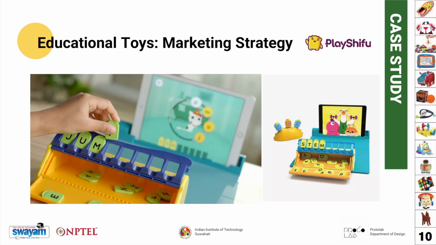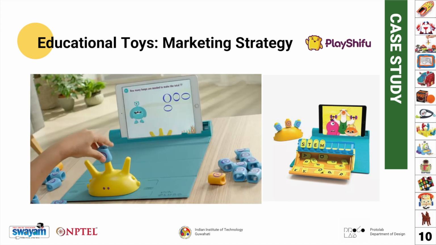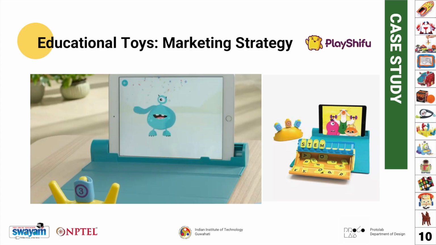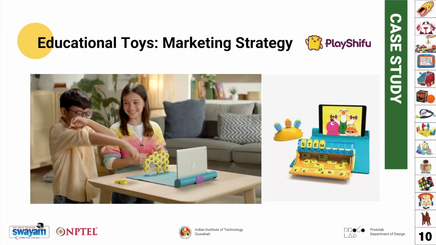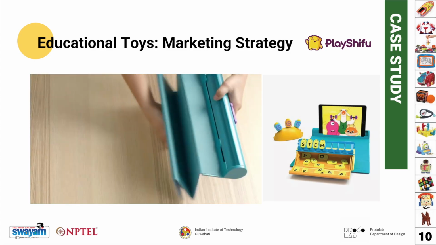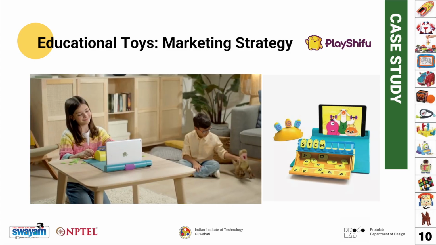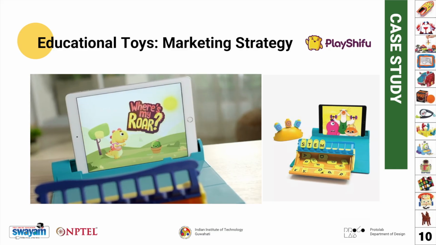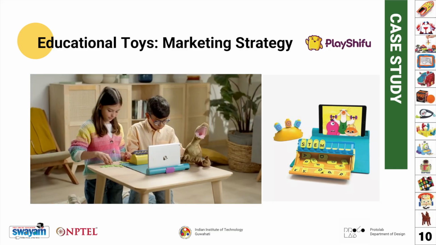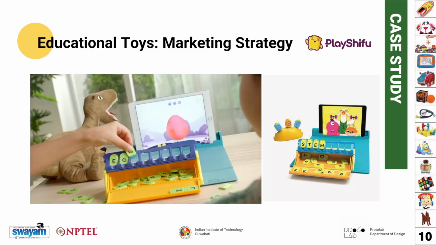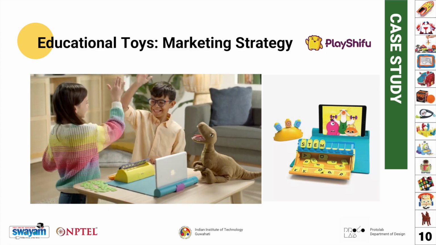PlayShifu's marketing strategy focuses on communicating hybrid play, that is physical plus digital engagement, leveraging AR technology to make screen time educational for children aged 4 to 12 years. They position their product as a technology-integrated STEM toy that fosters interactive learning, making screen time meaningful.